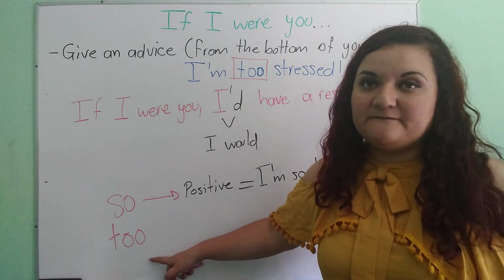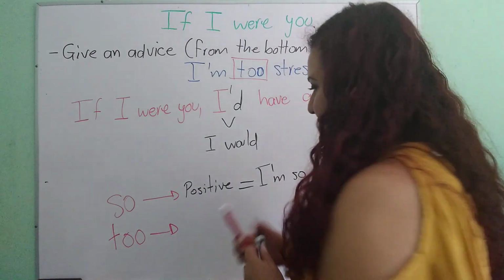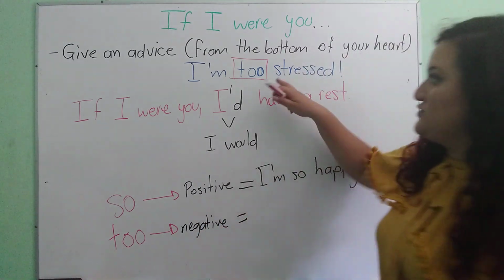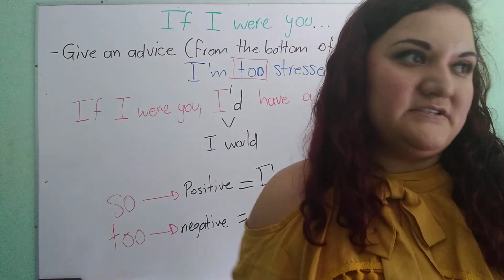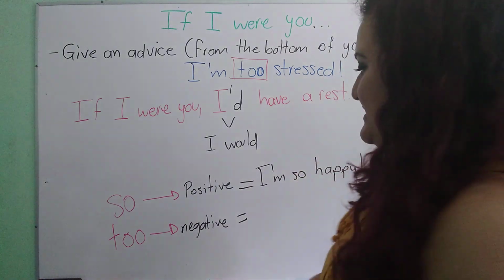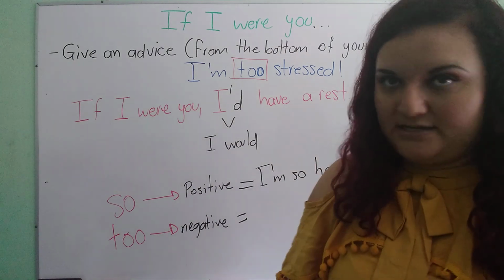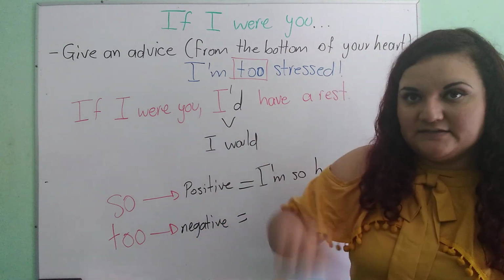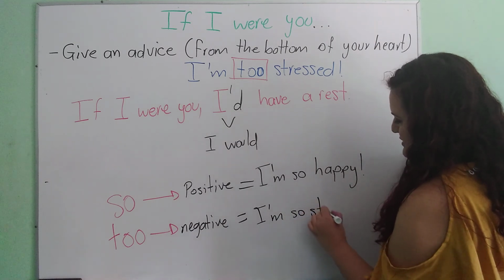And you use the intensifier "too" in negative feelings. For example, stress. "I'm too stressed." Stress is not a positive feeling or a positive mood. It's because you want to cry. So it's only to identify feelings or emotions or situations. But always "so" for positive things and "too" for negative things. "I'm too stressed."